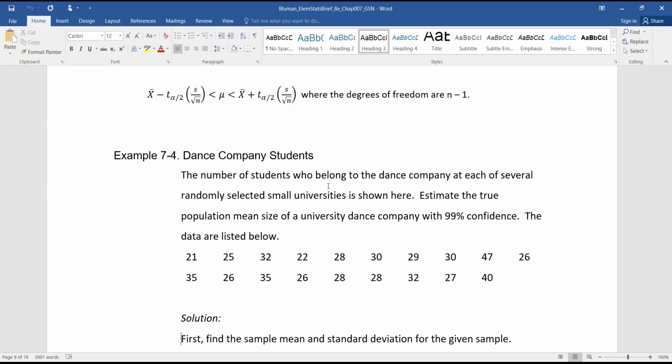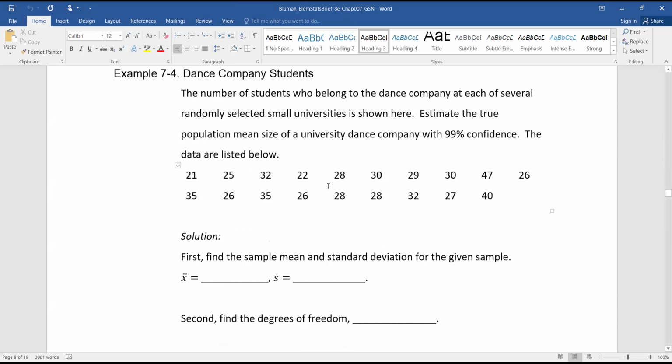All right, so example 4 is dance company students. We'll do a couple of examples. This one says the number of students who belong to the dance company at each of several randomly selected small universities is shown here. We want to estimate the true population mean size of a university dance company with 99% confidence, and the data are listed below. So here's our sample of data.